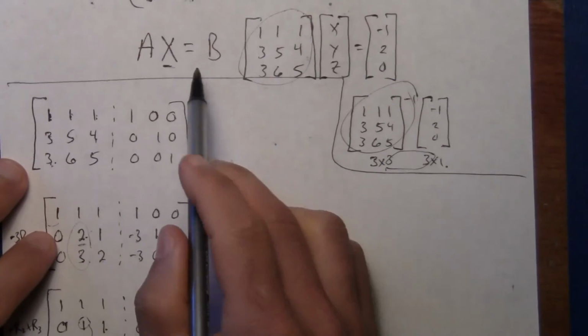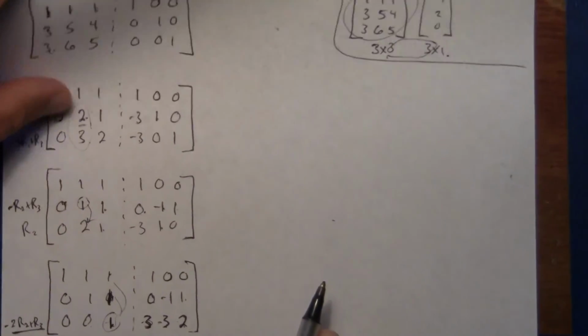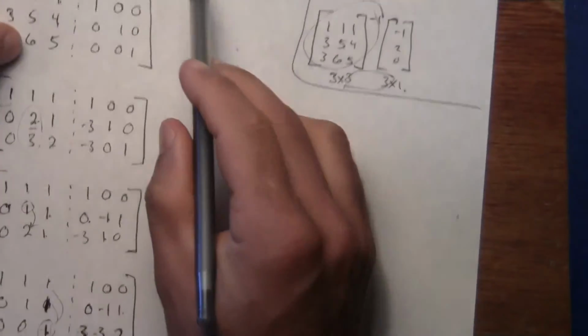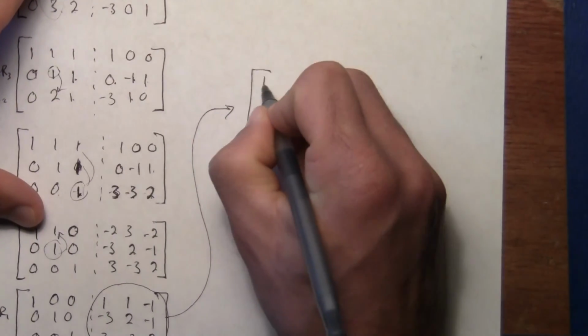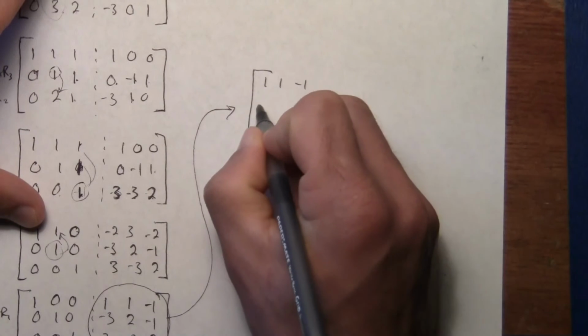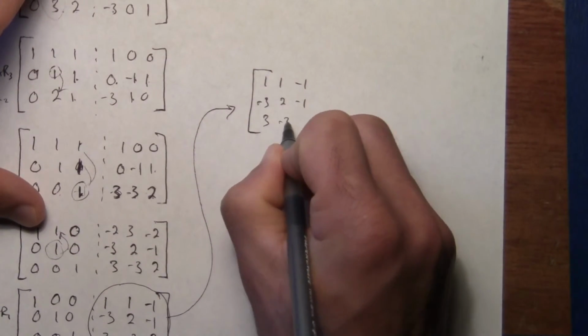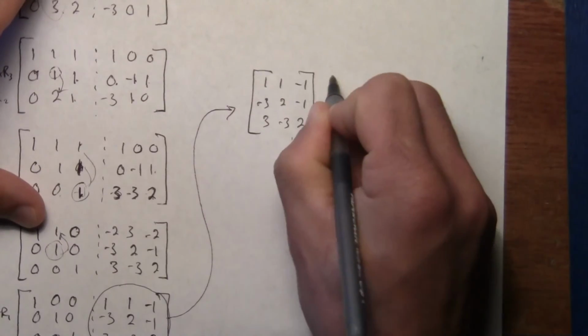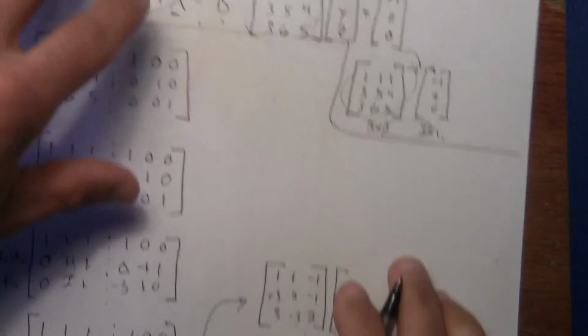And according to what we were saying up here, I'm going to take the coefficient matrix inverse, which is what we just found right here, and multiply it by the answer matrix. So I'm going to take this inverse, which is 1, 1, negative 1, negative 3, 2, negative 1, 3, negative 3, 2, and multiply it by my answer matrix, which was negative 1, 2, 0.